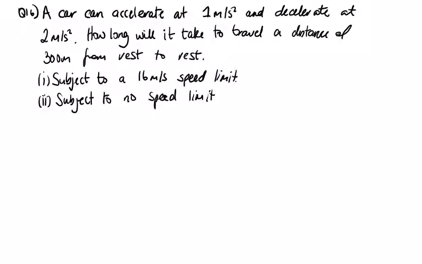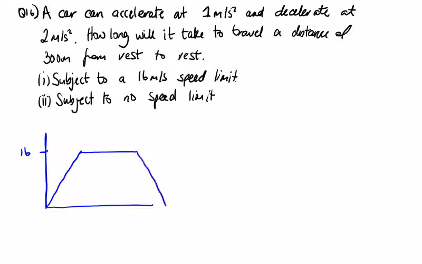Question 16. A car can accelerate at 1 meter per second squared and decelerate at 2 meters per second squared. How long will it take to travel a distance of 300 meters from rest to rest? And there's 2 questions here, subject to a 16 meter per second speed limit and subject to no speed limit. Okay, so let's have a look here. We're restricted, so we can climb to 16, then we can continue uniformly, and then we can decelerate to rest.